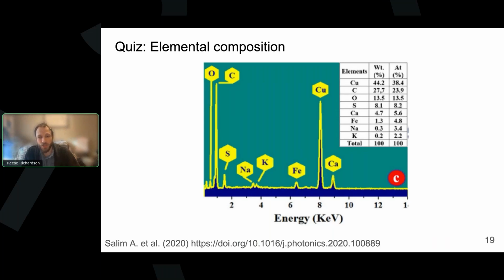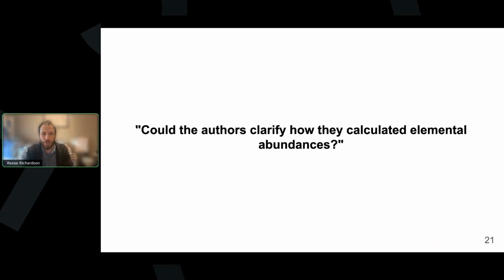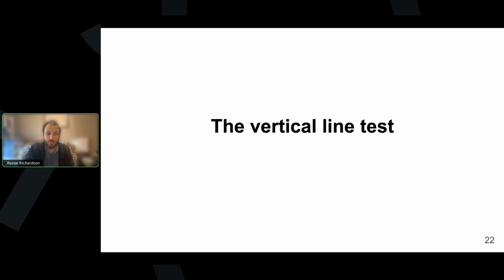And automatically, you should know that these weight and atomic percents are a little too close to each other to make sense. And in fact, when you check the claimed weight percent and recalculate the atomic percent, you can see that the percent by atom is completely off in the paper. So this is problematic in itself, and you might get on PubPeer and ask, could the authors clarify how they actually calculated these elemental abundances?